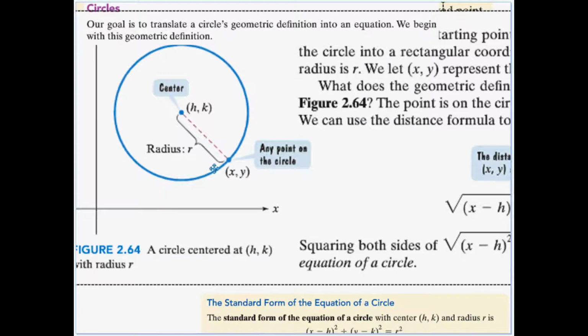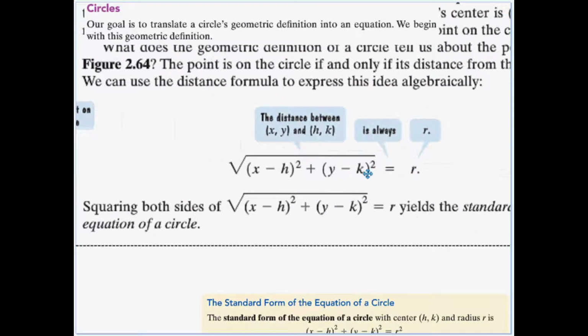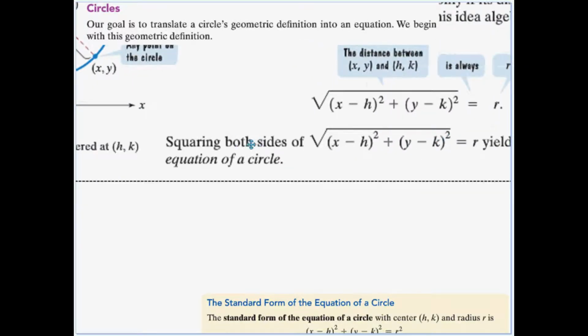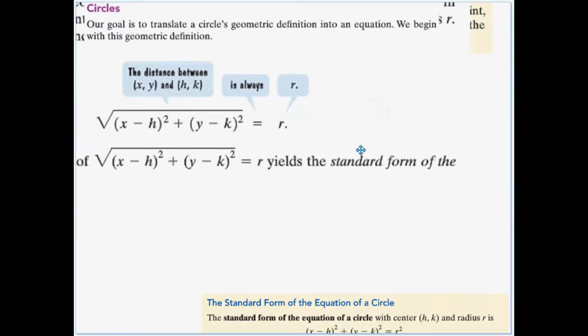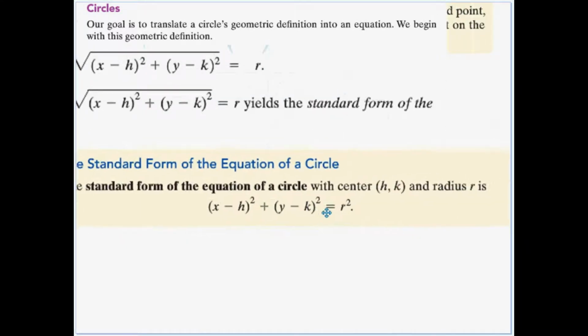We can use our distance formula. So the distance formula, or here the radius, is going to be the difference in the x coordinate squared plus the difference in the y coordinate squared under a big old radical. So if we take this and we square both sides, that will give us the standard form of the equation of a circle. So again, we square both sides.